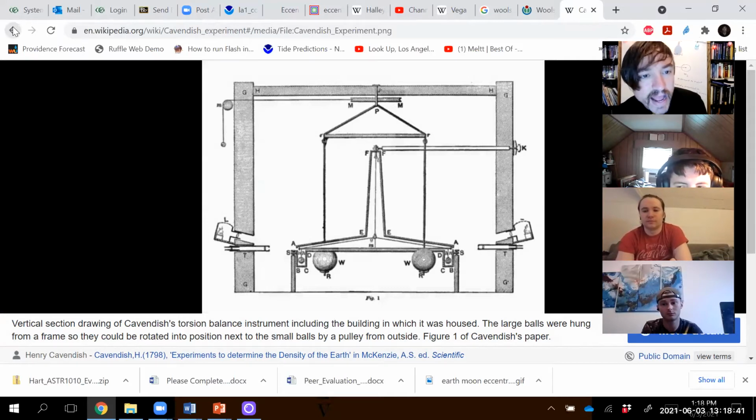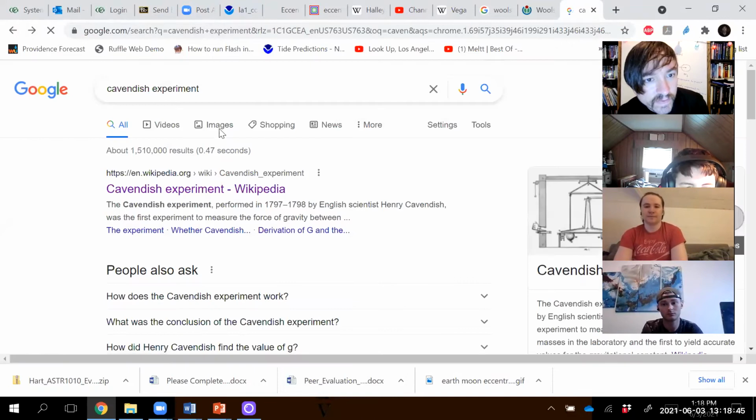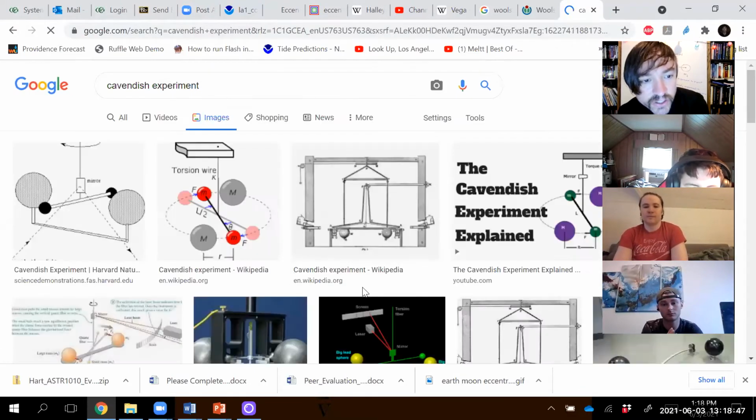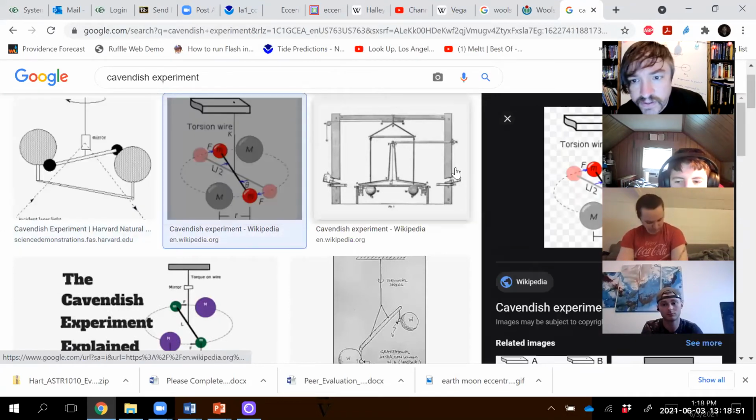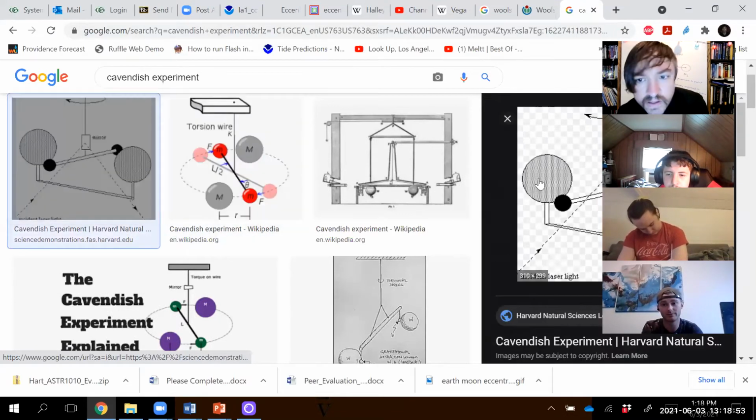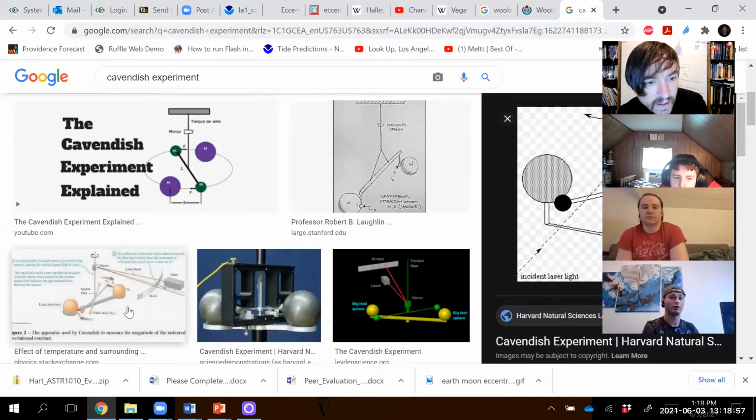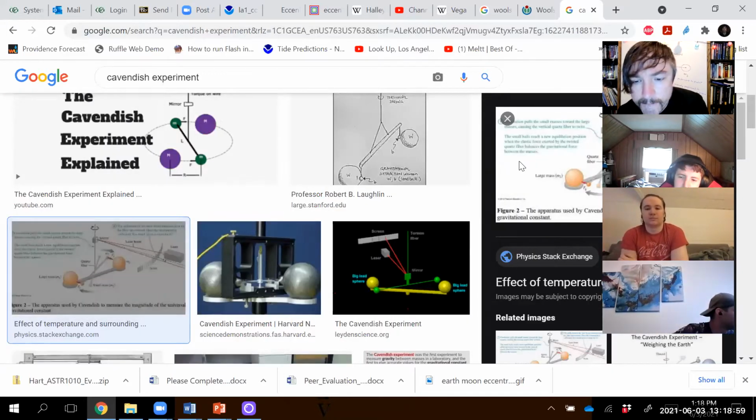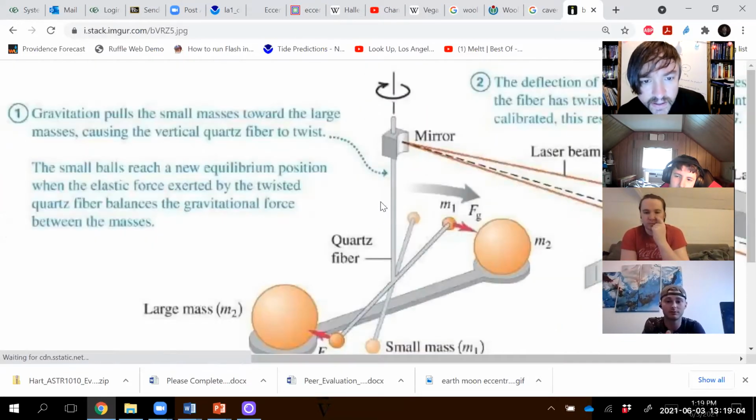And let me show you a more abstract picture here that might help you understand how this works. He essentially took two large spheres. This is actually a decent picture. Let's go with this one. Sorry, guys. I just want to find one that's easy to look at. All right.